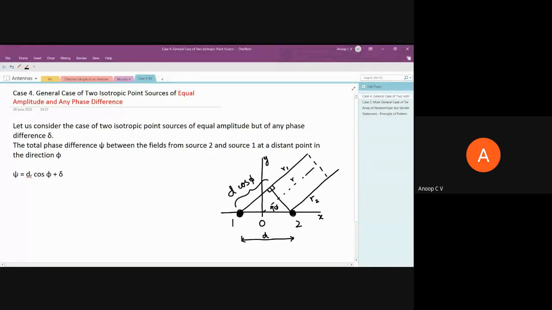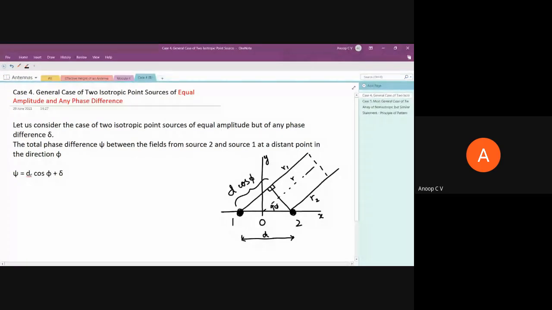So we are in module 4 and we have been discussing arrays of two isotropic point sources. We have seen three cases so far. Case 1 was same amplitude and phase.